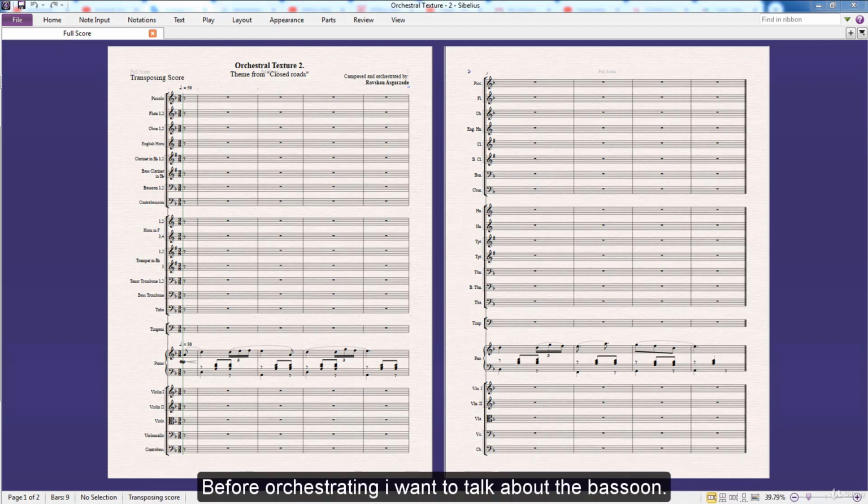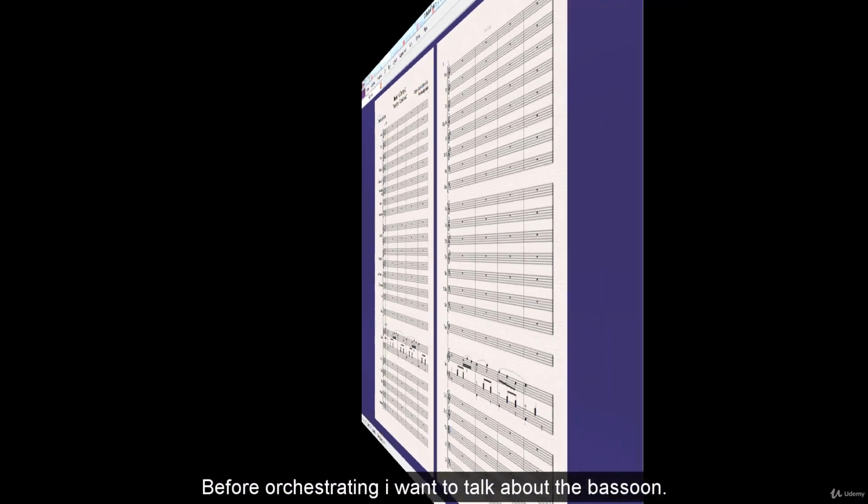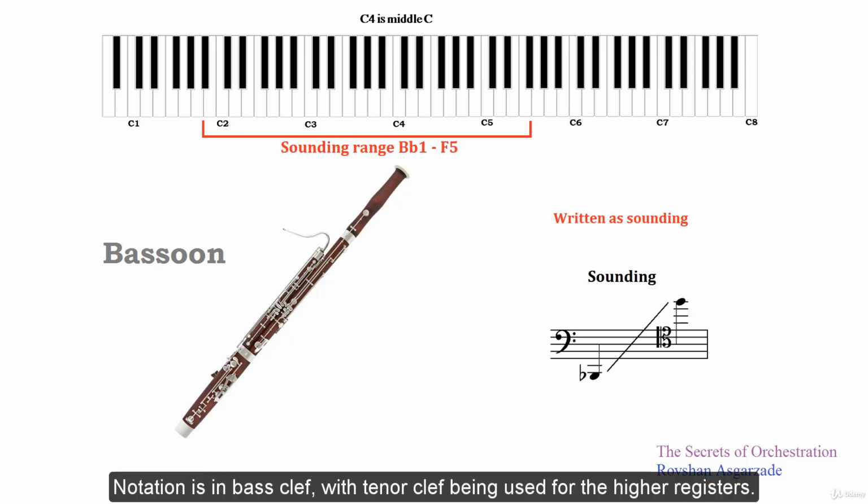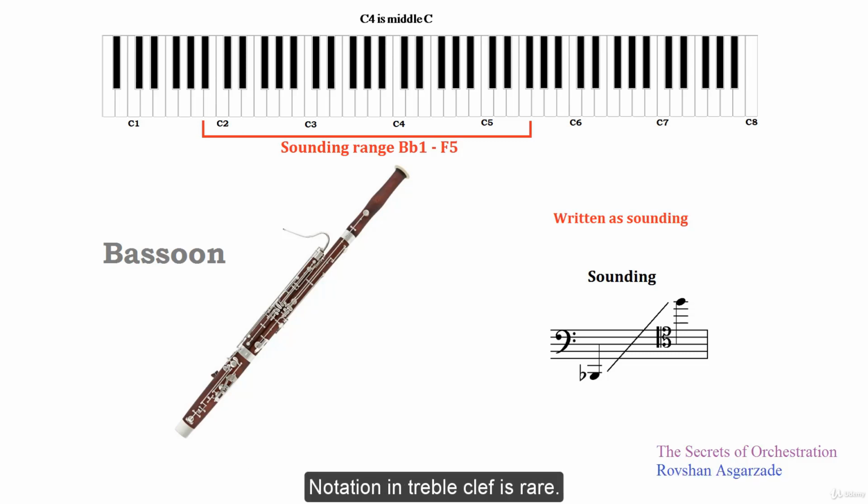Before orchestrating, I want to talk about the bassoon. The bassoon is a non-transposing instrument, which means it sounds as written. The range of the instrument is from B-flat 1 to F5. Notation is in bass clef, with tenor clef being used for the higher registers. Notation in treble clef is rare.